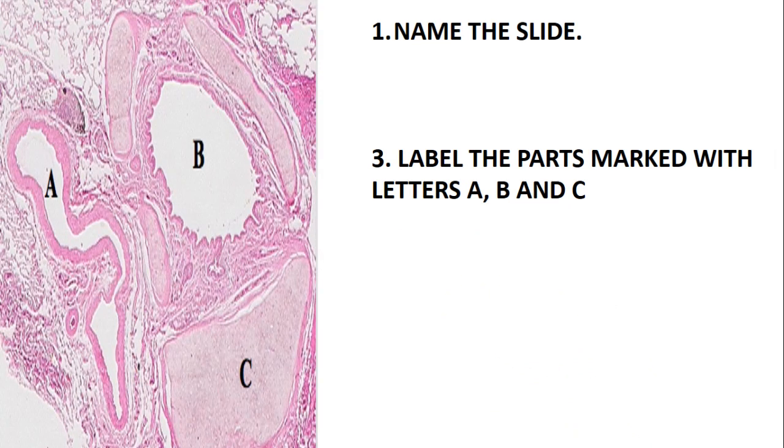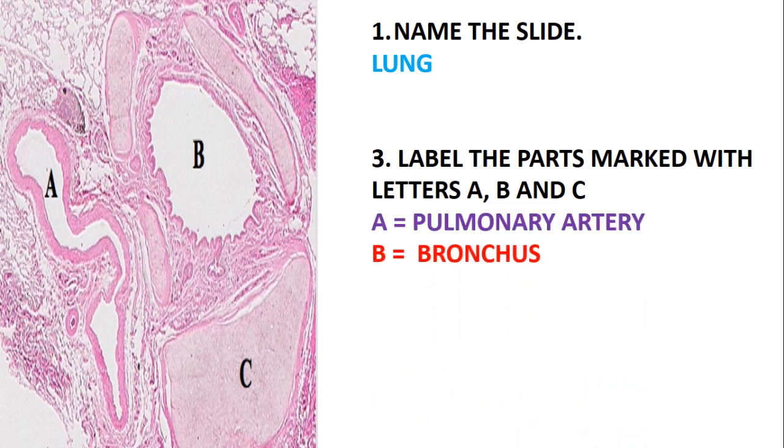Okay. The next slide is name the slide. So if you look at this slide, it is just the lung. As you can see, some alveolar sacs there, some alveolar cells, and you can also see the presence of the bronchus, pulmonary artery, and also the cartilage. So this is the lung. Label the parts marked with letters A, B, and C. So A is just the pulmonary artery, B is the bronchus, C is just the cartilage.